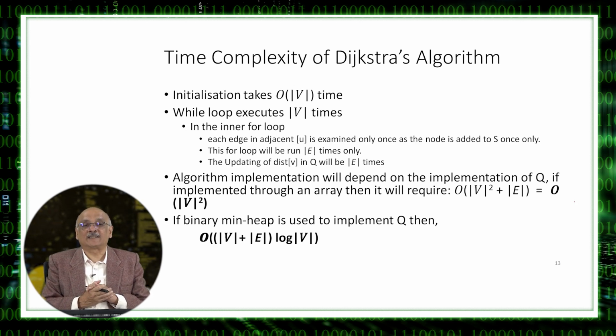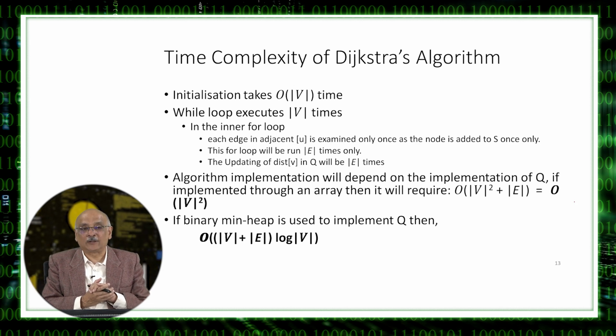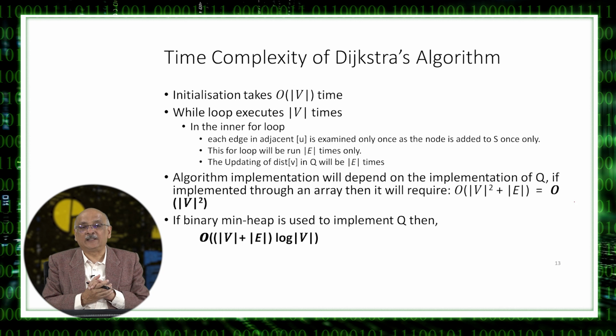Initialization takes order V time, V vertices. The while loop executes the number of vertices times only, and in the inner loop, each edge in the adjacency list of U is examined only once, as the node is added to S once only. This for loop will run a maximum of number of edges times only. So updating distance in Q will be number of edges times only. That is the time it will require.